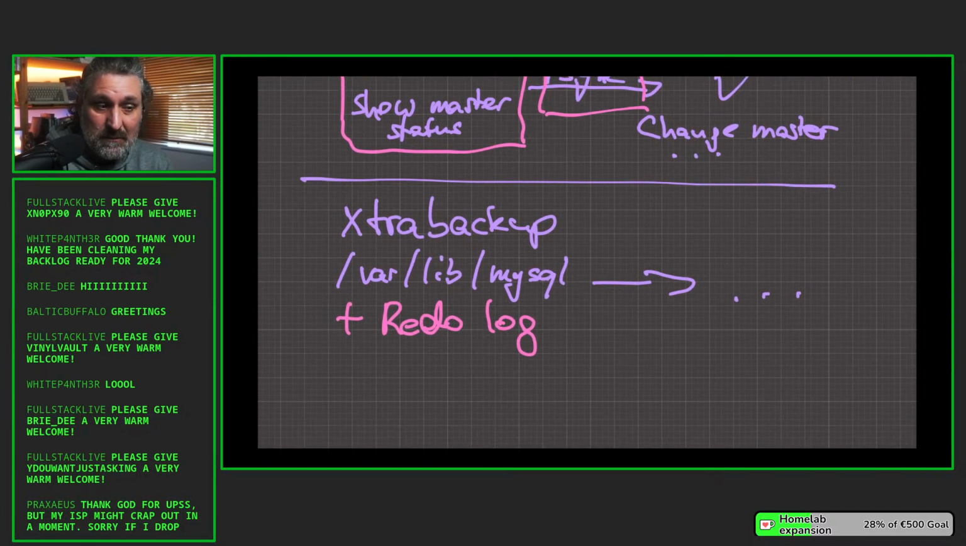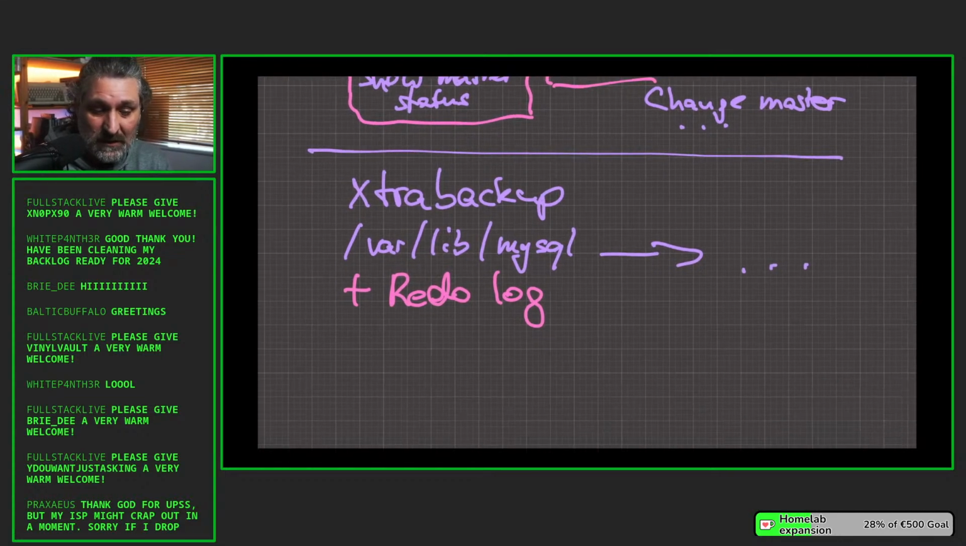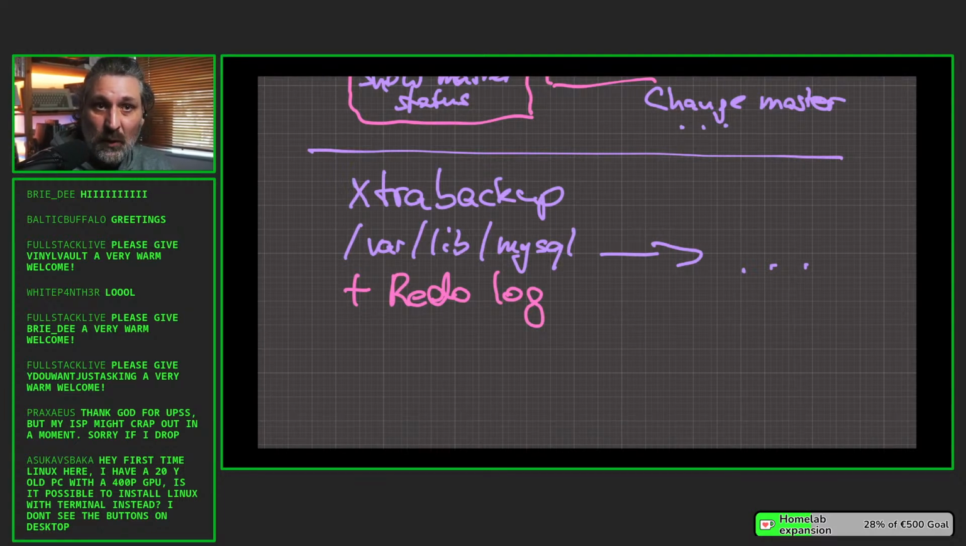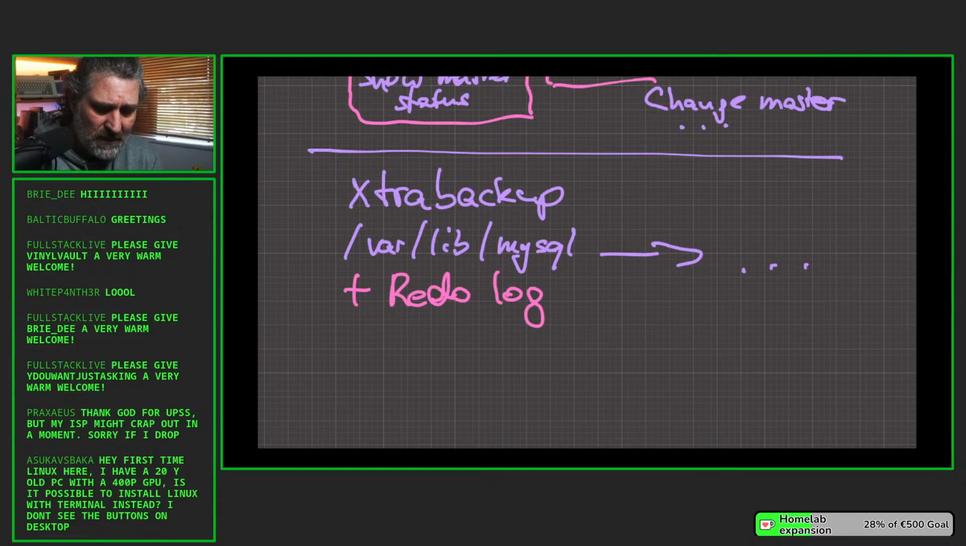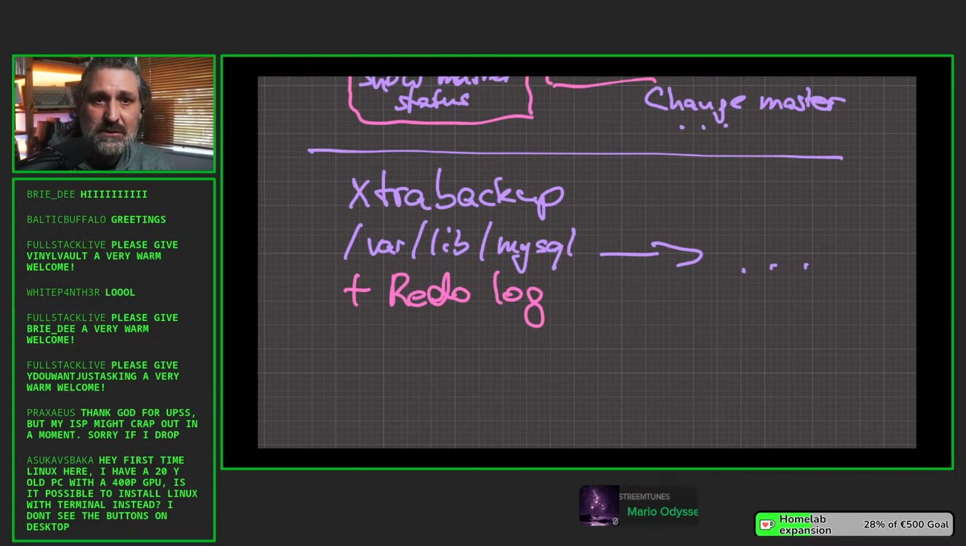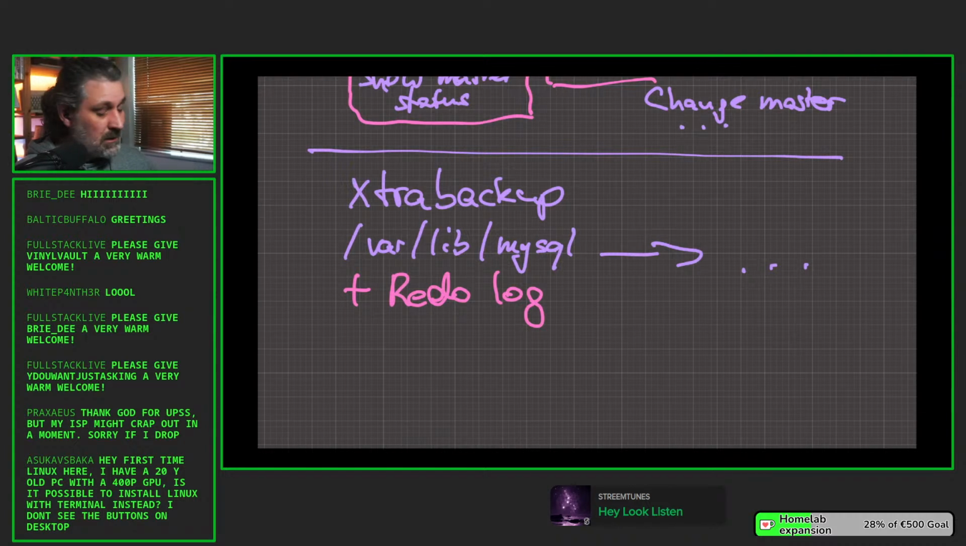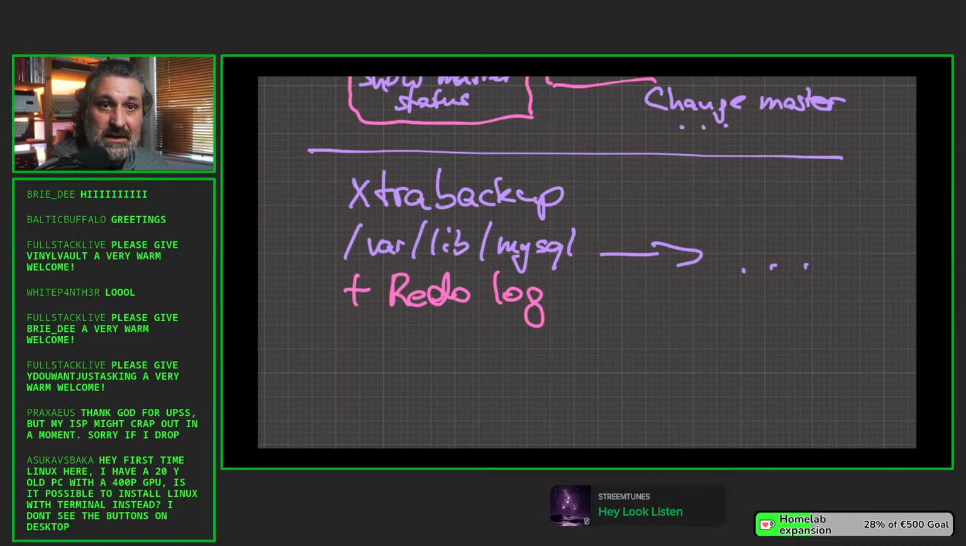extra backup will also do the flush tables with read lock, especially if you have the old MyISAM database format, which is something you should avoid. But if you still have these, extra backup will have to do a read lock, because for MyISAM, MySQL doesn't write redo logs.